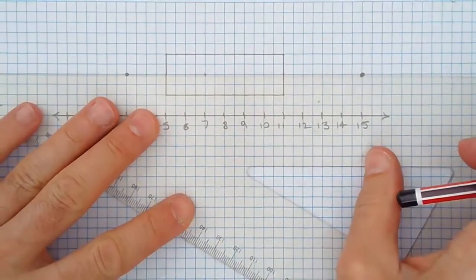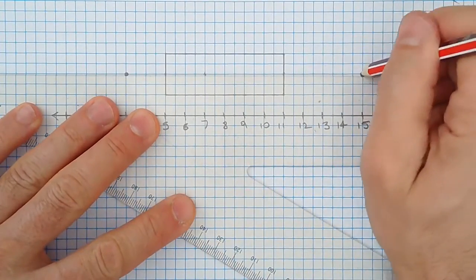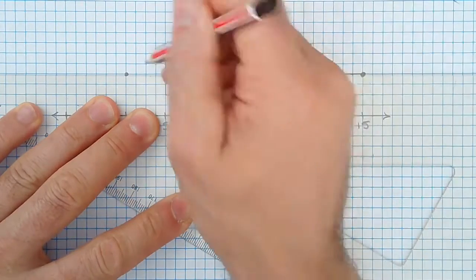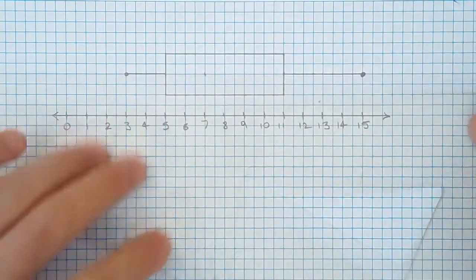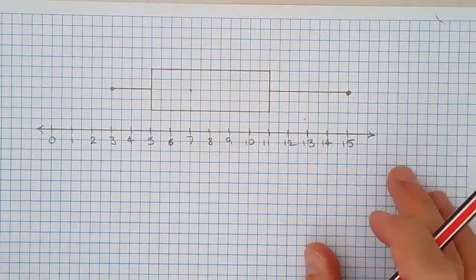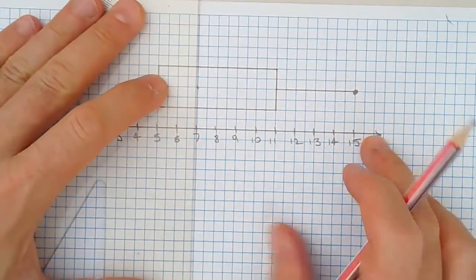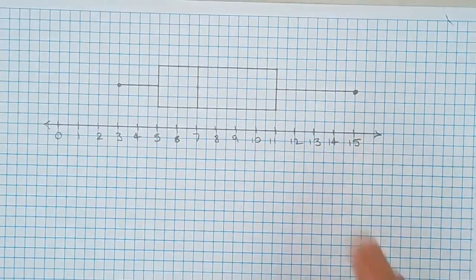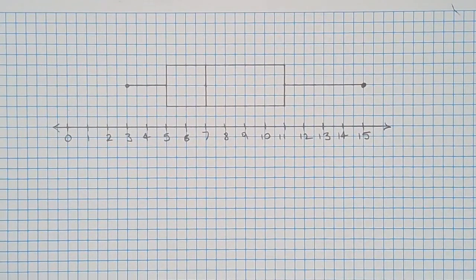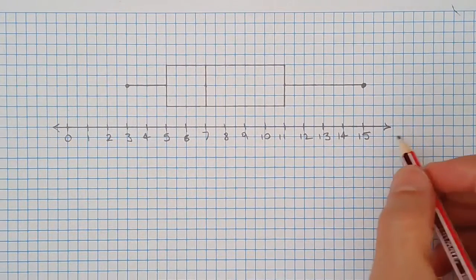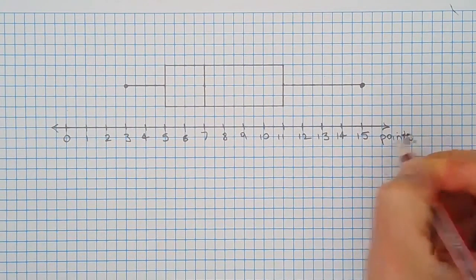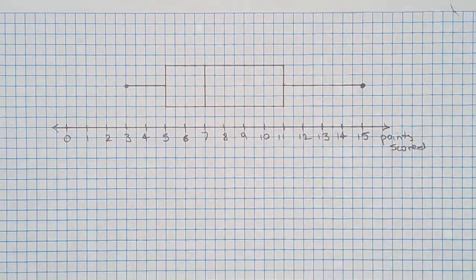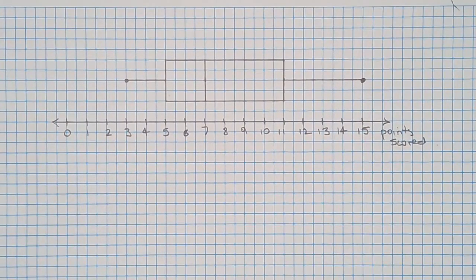I might draw the whiskers in now, and then we'll draw in the median line. So there are the whiskers. Sorry, the page keeps moving, but finally we'll draw in the median line. And there's our completed box and whisker plot for the data given. This is for the points scored for a particular player. There's our points scored, and that answers part 2: represent this data on a box and whisker plot.